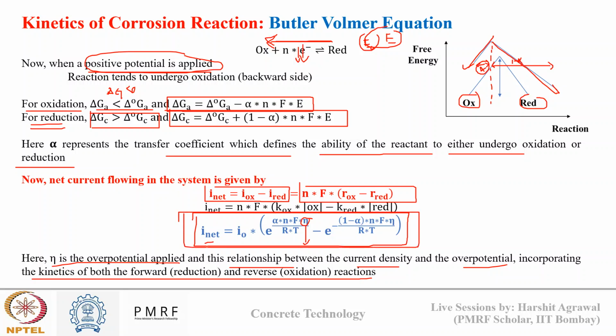So now we can predict the current that is flowing in the system when there is a certain potential present in the system. So this is Butler-Volmer's equation.